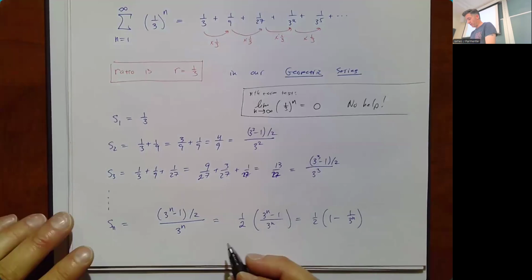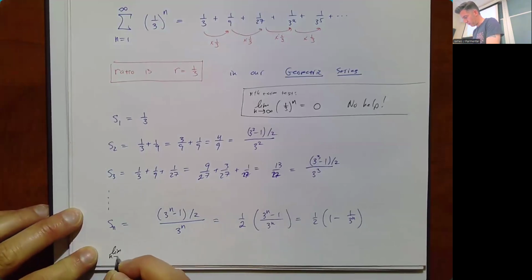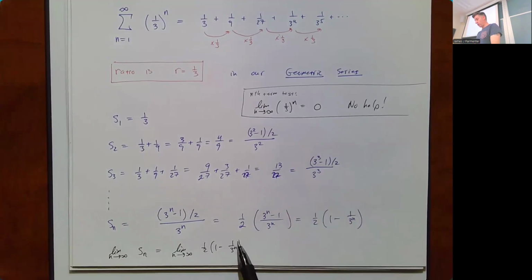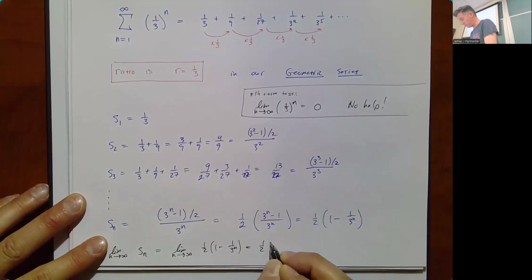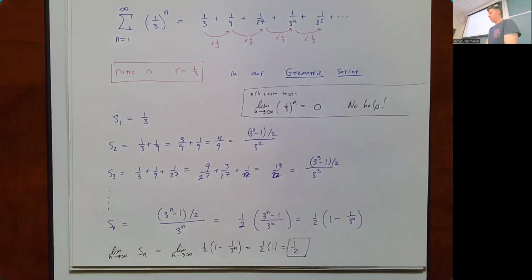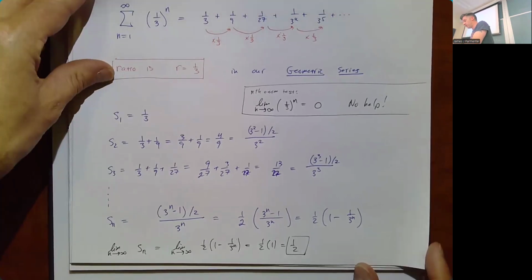So then here, if I take the limit as n goes to infinity of my nth partial sum, that's the limit of 1/2 times (1 minus 1 over 3 to the n). As n gets infinitely large, 1 over 3 to the n gets smaller and smaller. So this limit is going to be 1/2 times (1 minus 0), which is 1/2. But we'd really prefer not to do this every time we have a geometric series. We don't have to. There's a more general way to see when a geometric series is convergent or divergent. So let's take a look at that.